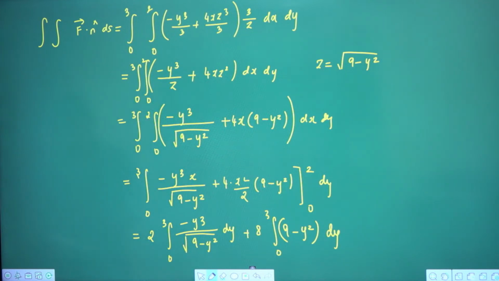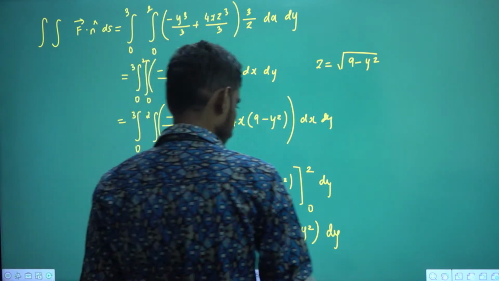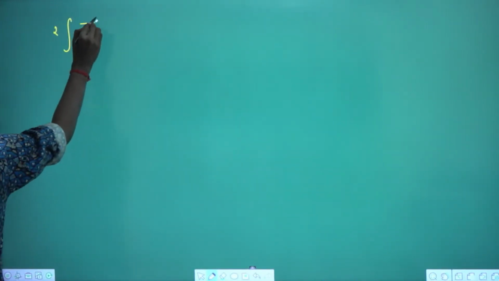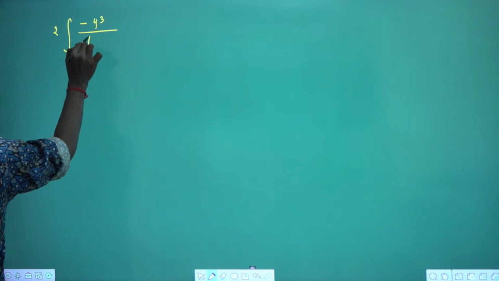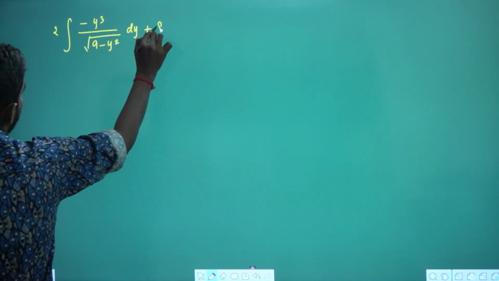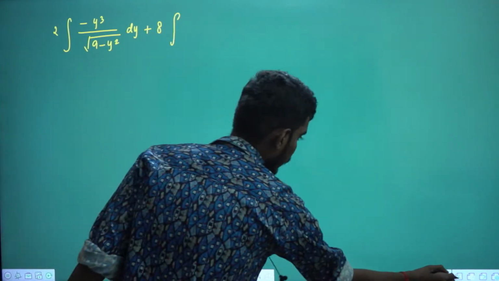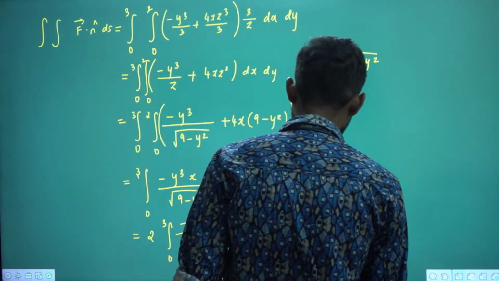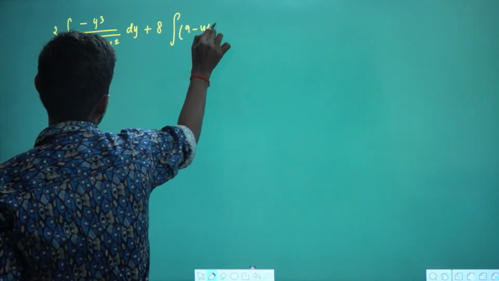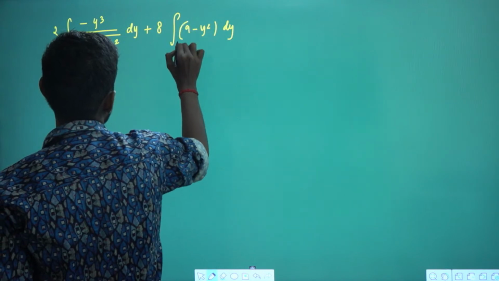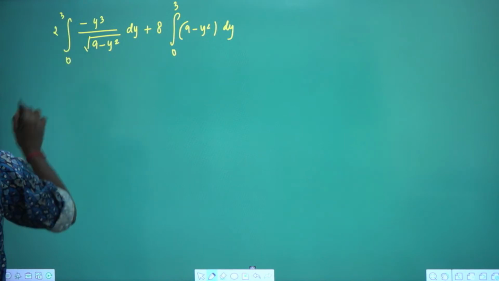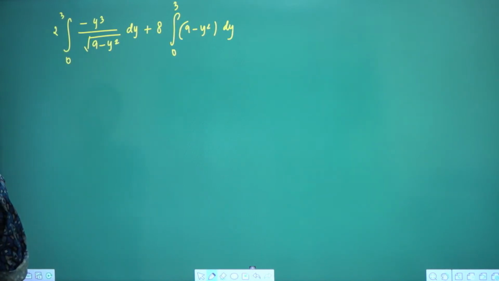Now we need to perform this integration, right? So this is 2 times integration of minus y cube divided by root of 9 minus y square dy plus 8 times integration of 9 minus y square dy. It is from 0 to 3. That varies from 0 to 3, right?